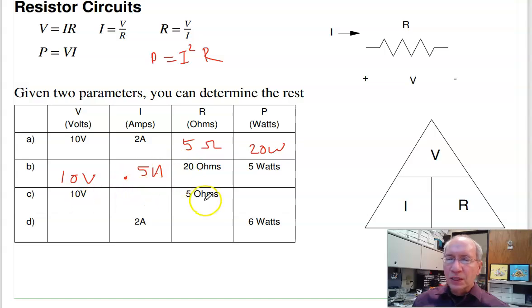If I know volts and ohms, I know current. Volts divided by ohms is current. 10 over 5 is 2 amps. 10 times 2 is 20 watts. If I know watts and amps, I know voltage. 6 watts, 2 amps. That must be 3 volts. 3 volts over 2 amps is 1.5 ohms. So given any two, I can find the other terms.